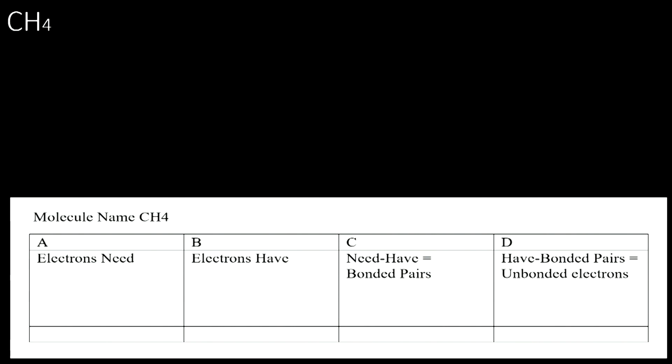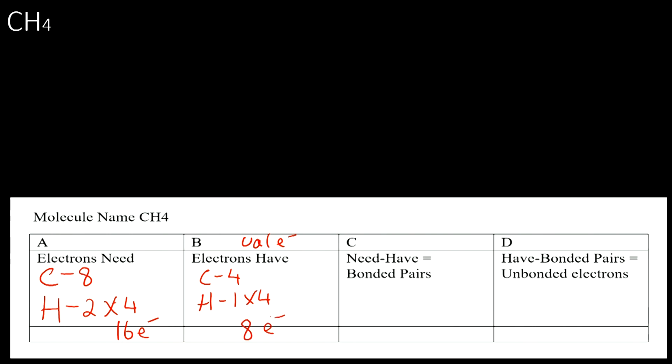So the next molecule we're going to draw is a molecule of methane. So again, we list our elements, carbon and hydrogen. Carbon needs 8. Each atom of hydrogen needs 2. We times that by 4, and that will give us a total of 16 electrons. Looking at our valence electrons, so our valence electrons are column B for each of the elements. Carbon has 4, hydrogen has 1, and we will times that by 4. That gives us a total of 8 electrons.